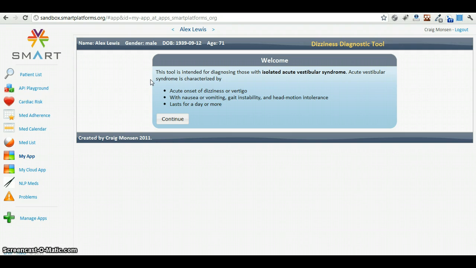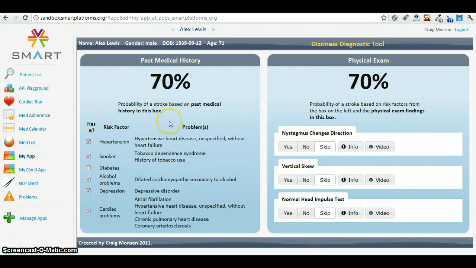The tool begins by reminding the care provider what acute vestibular syndrome looks like. When the provider clicks Continue, he or she is then presented with the main interface. The header bar provides information about the patient, including name and age. Below the header, there are two big boxes corresponding to information about the patient's medical history and information about the patient's physical exam findings.